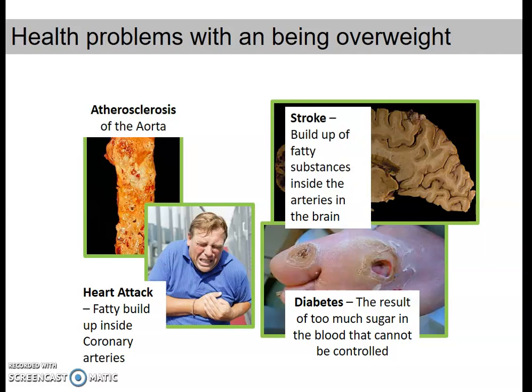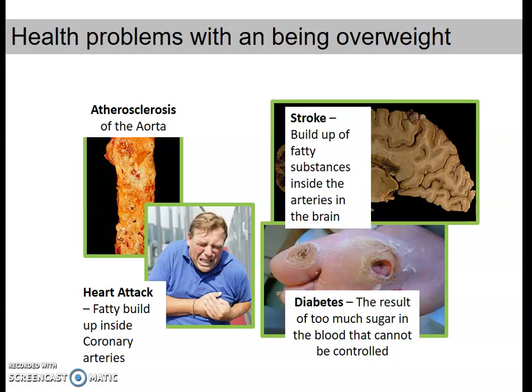If you're being overweight, you've got too many fats or carbohydrates being consumed and your body can't break them down. So it just builds up as fat and it starts to clog it up. Another one is diabetes. That's too much sugar in the blood and it can't be controlled. Your insulin that you should have in your body being released, sometimes it's just not being broken down quick enough. And it results in diabetes, which is quite a big issue across the United Kingdom, but it's not just linked to being overweight. There are 2 different types.